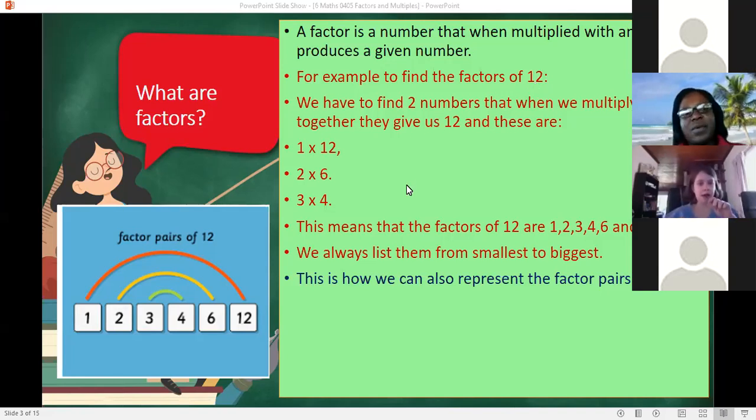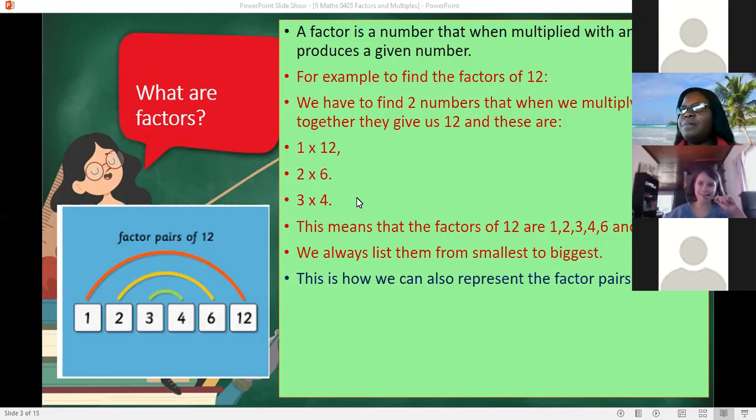And then for the second ones, we have to look at which other numbers, if we multiply them together, give us 12. So it's 2 multiplied by 6. It gives us 12. And which other pair can we find? 3 multiplied by 4 gives us 12.